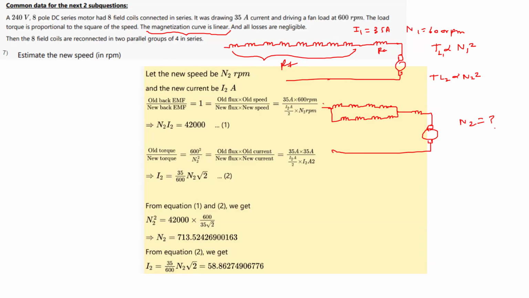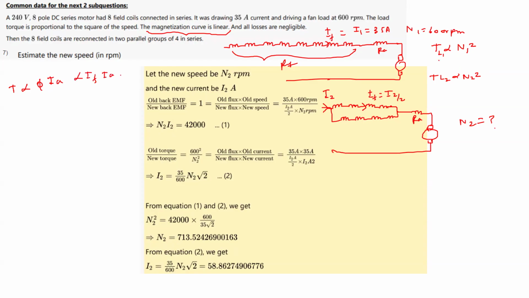So first of all, let us suppose this current is I2. Now what will happen to the field? Here the field current IF and I1 are the same. But here the field current is equal to half of I2. We have discussed it, right? Now here this is, let us say, Ra. So from the torque condition, we know that the torque is proportional to phi into Ia, and phi is proportional to IF into Ia.